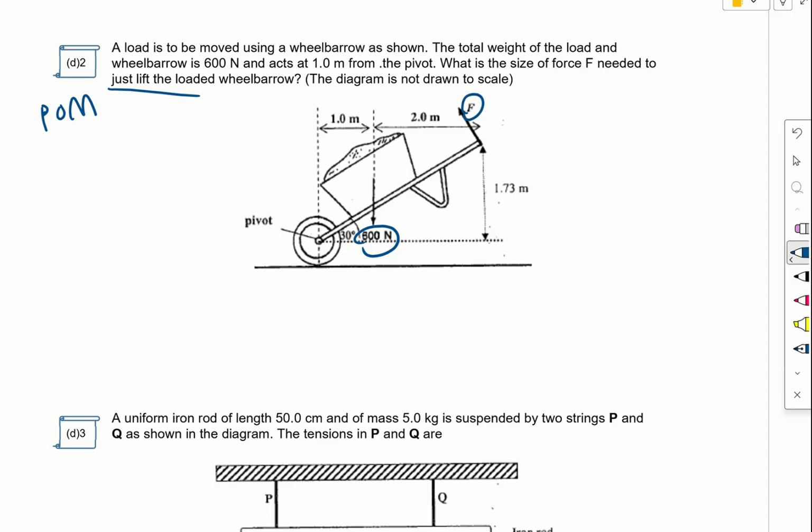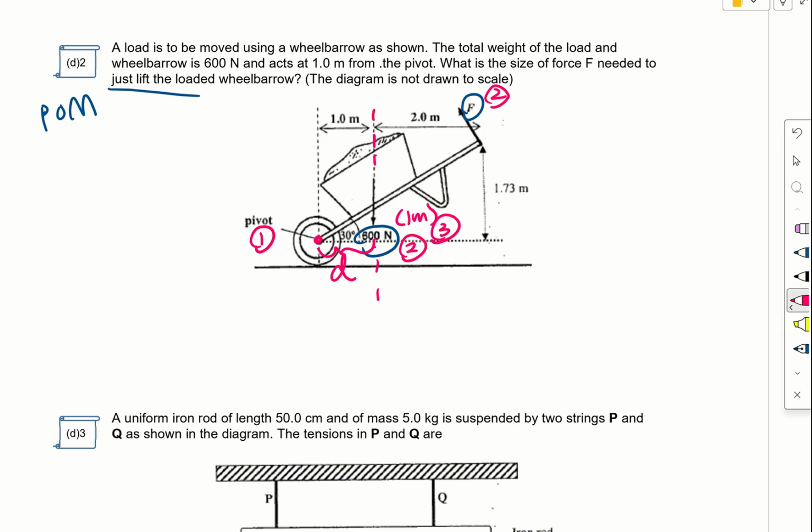So again, we do the 6 steps. The first step is finding the pivot, which is here, the pink dot. Second is how many forces are there. We have F and we have the combined weight, which is 600 Newton. Third is to find the perpendicular distance. So let's do the 600 Newton first. We see that the pivot is over here and we draw the line of action of the force for the 600 Newton. So this will be the perpendicular distance of 1 meter. So I put 1 meter here. And this is step 3.